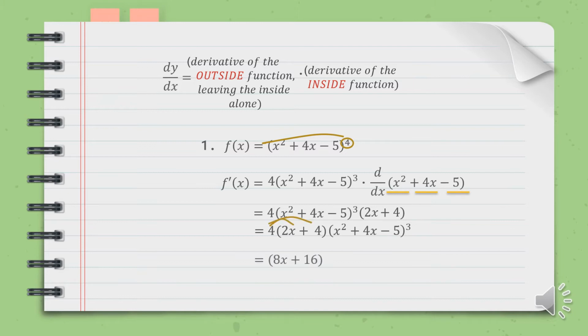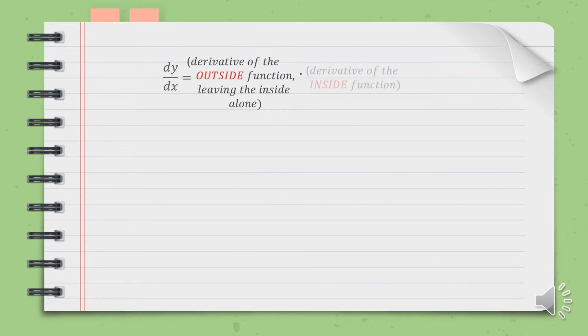I-distribute natin si 4. So, it will be 8x plus 16 multiplied to x squared plus 4x minus 5 raised to 3. Ito na ang ating final answer. No need to simplify further. So, gagamitin pa rin natin itong idea na ito sa paghanap ng derivative ng ating given function.